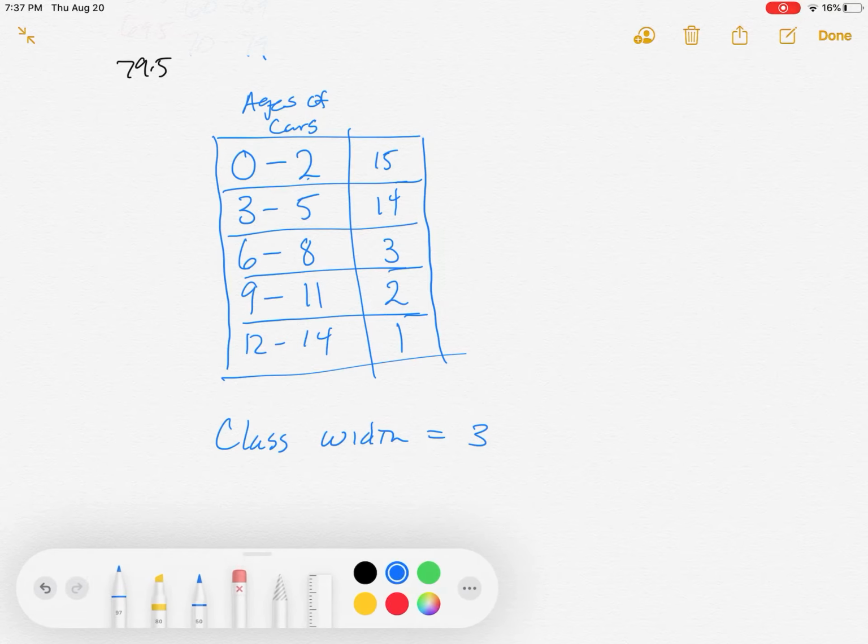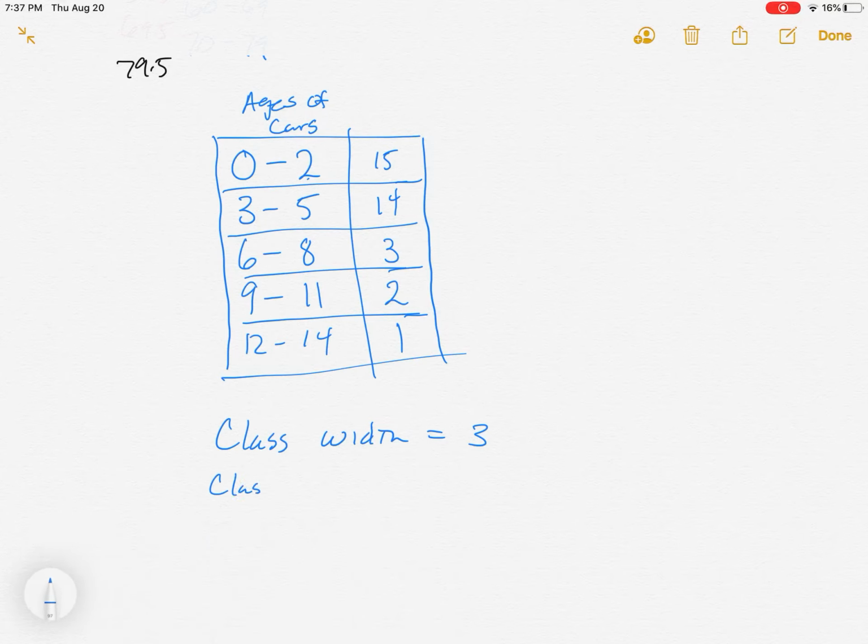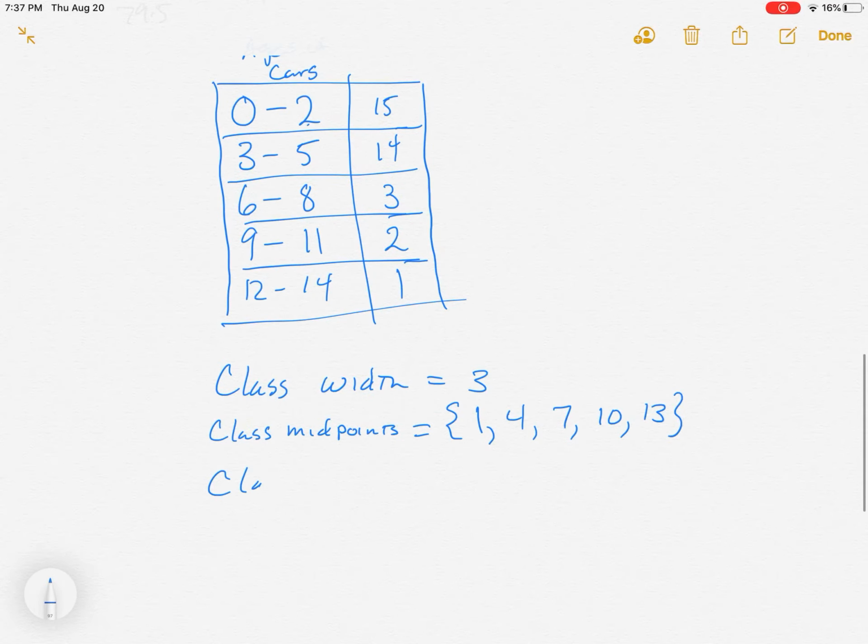The next thing I want to make sure is, are you good with the class midpoints? Do you know the number right in between 0 and 2? Maybe, I think we all might know it, right? But maybe you have to add the 0 and the 2 and divide by 2 to get the 1. Now you shouldn't look anywhere else. You don't have to keep doing that every time. You can just keep adding 3 to get 4, 7, 10, and 13. You should have the same number of midpoints as you have classes like we do. And finally, the class boundaries.